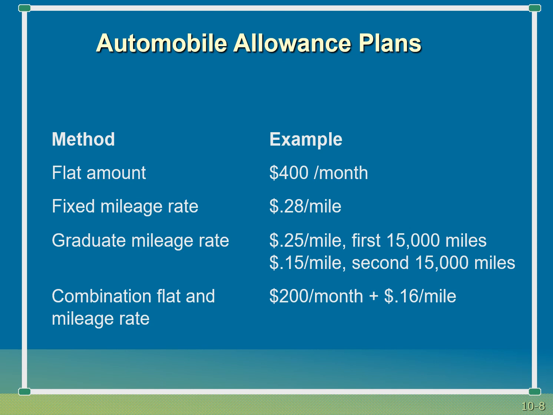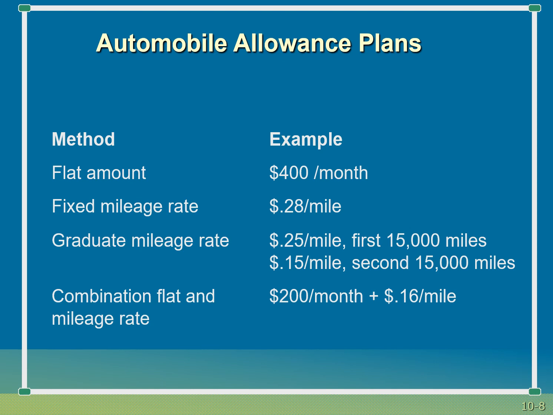And for automobiles, some companies use the automobile allowance plan. There are several methods used here. The first method is a flat amount: the company pays the salesperson $400 a month for all automobile expenses. That's it. A second method is a fixed mileage rate, like 28 cents per mile.